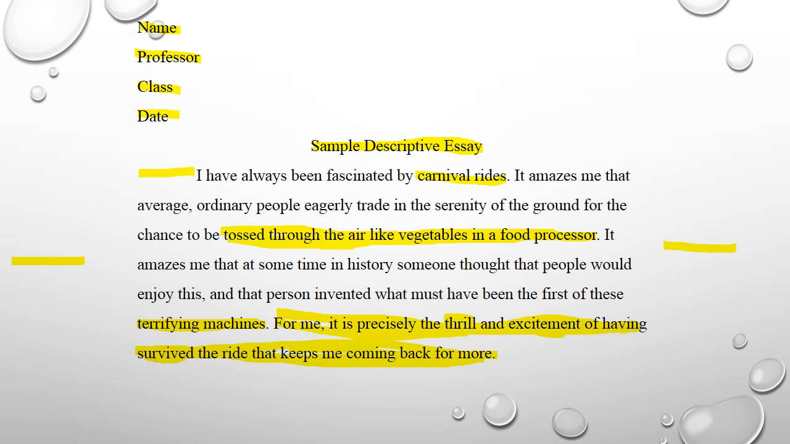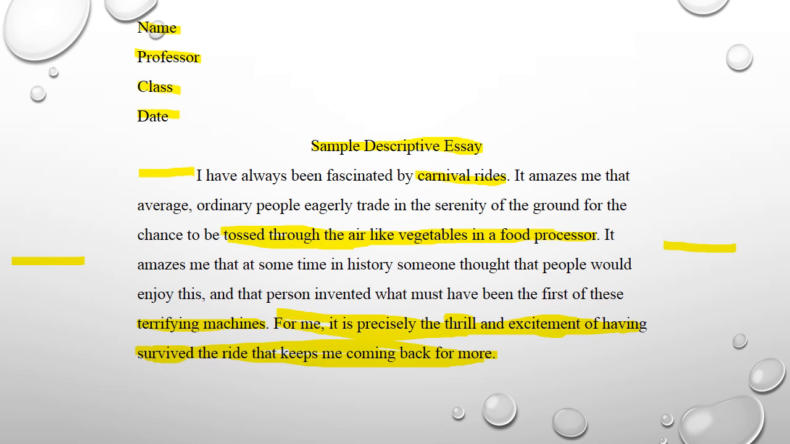He starts off with, "I have always been fascinated by carnival rides." He gets right to the point. Right away you know that this is going to be about carnival rides. And he says that it amazes me that average, ordinary people eagerly trade in the serenity of the ground, the security would have been a good word as well, of the ground for the chance to be tossed through the air like vegetables in a food processor.